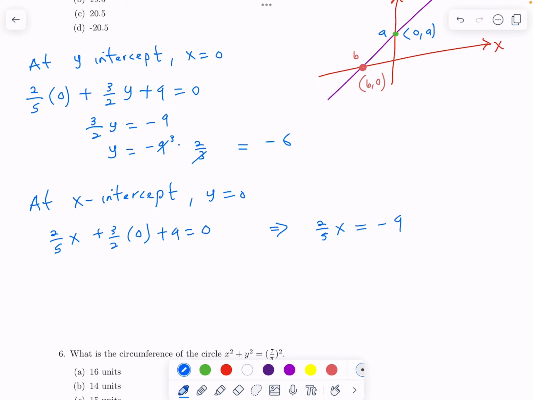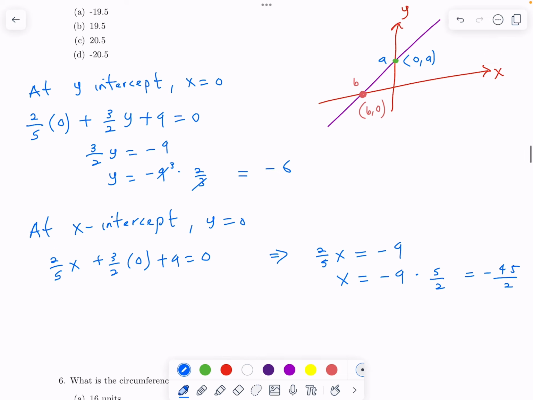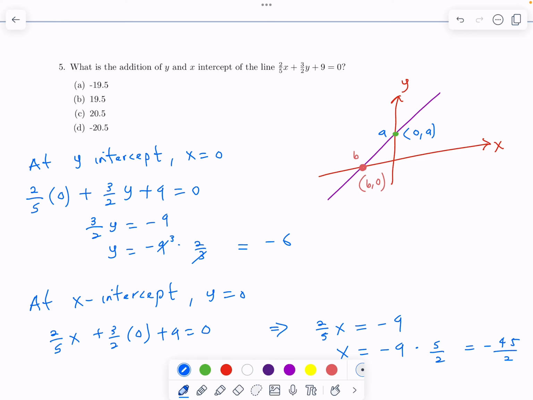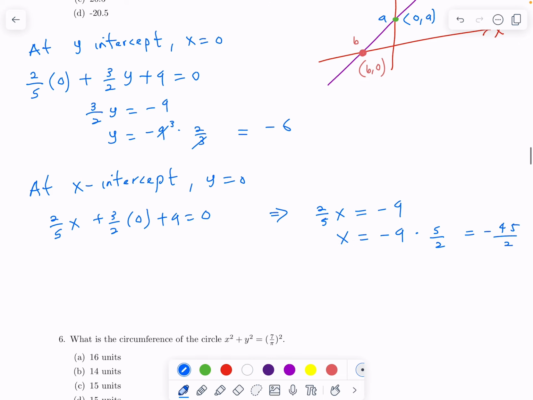And if you divide both sides by 2 over 5, because we want to solve for x, you have negative 9 times 5 over 2. And this is just going to be negative 45 over 2. Now, the question says that we should find the addition of the y and x-intercept. So my y is negative 6. So I have y plus x. Y is negative 6, and my x is what? Negative 45 over 2, right?